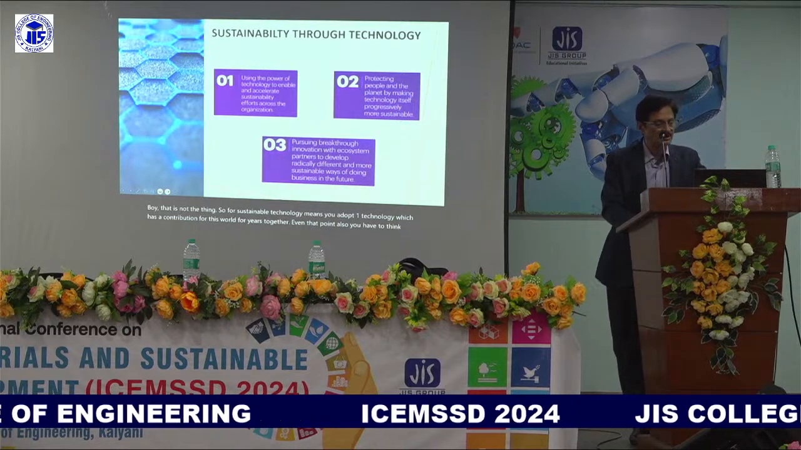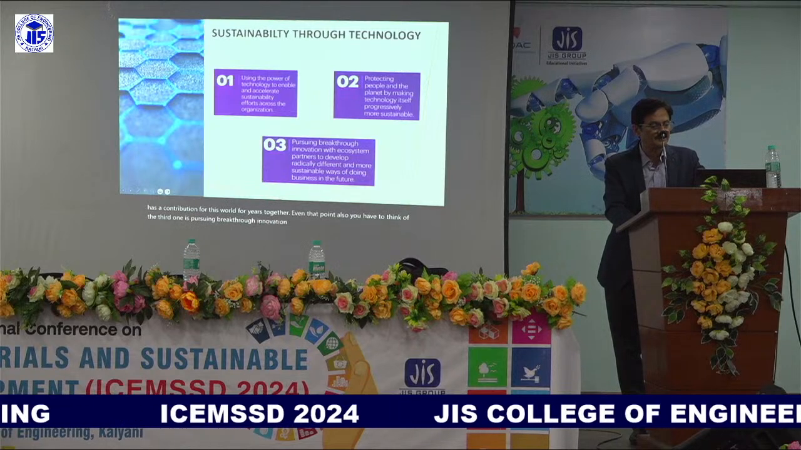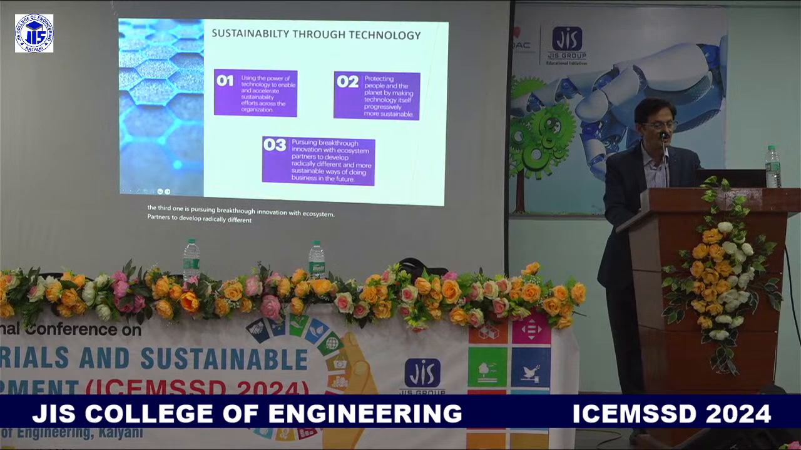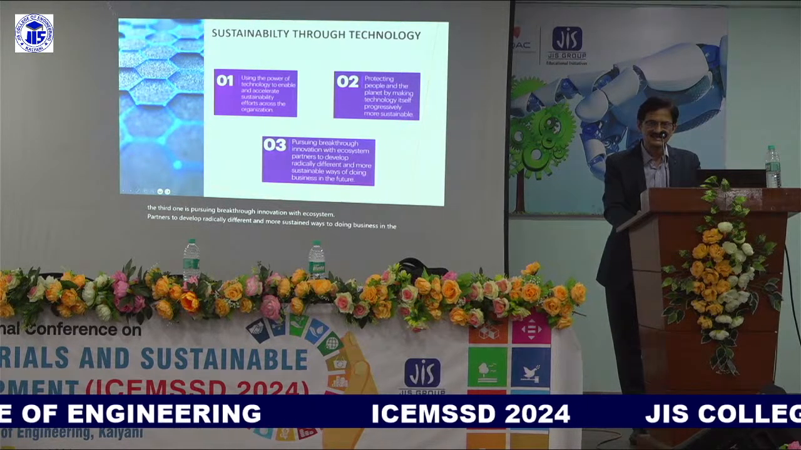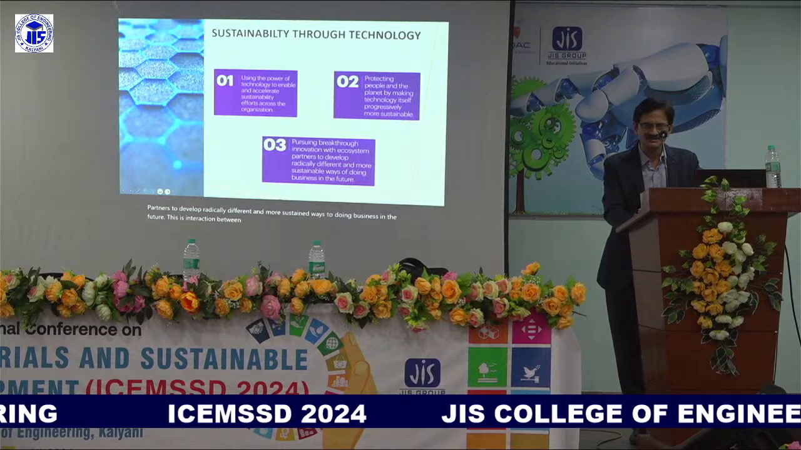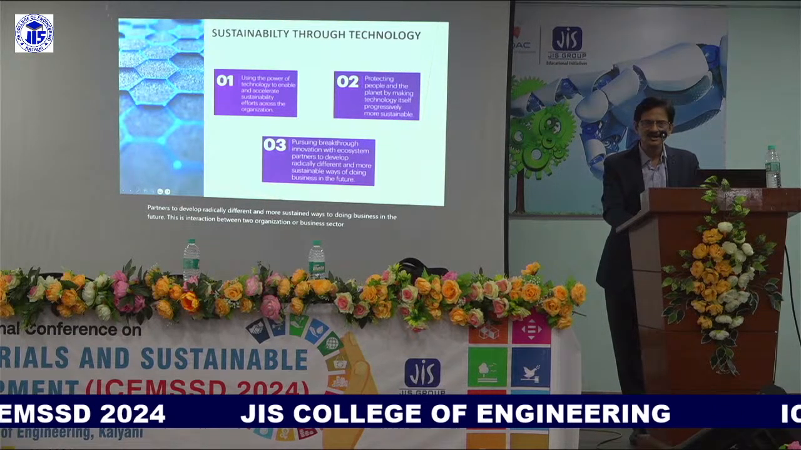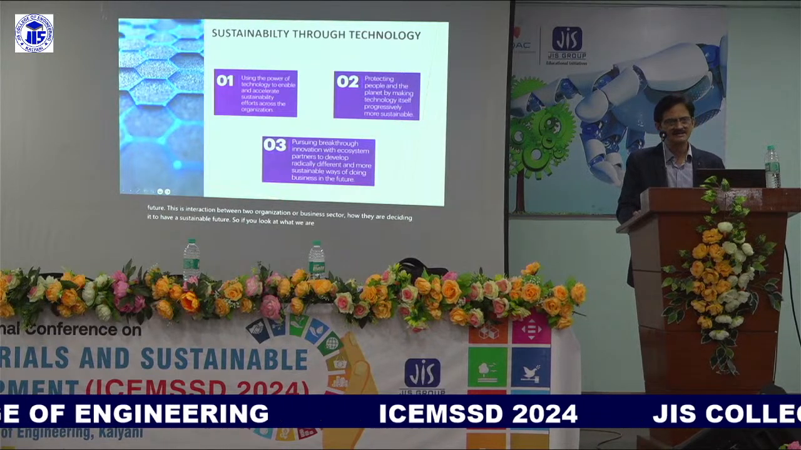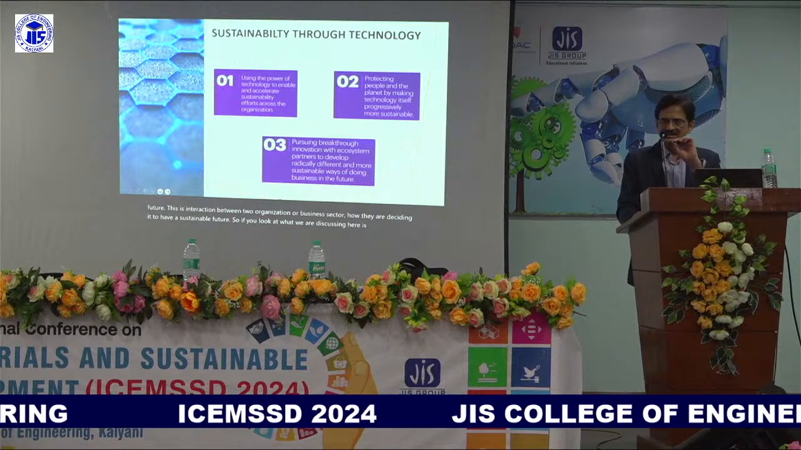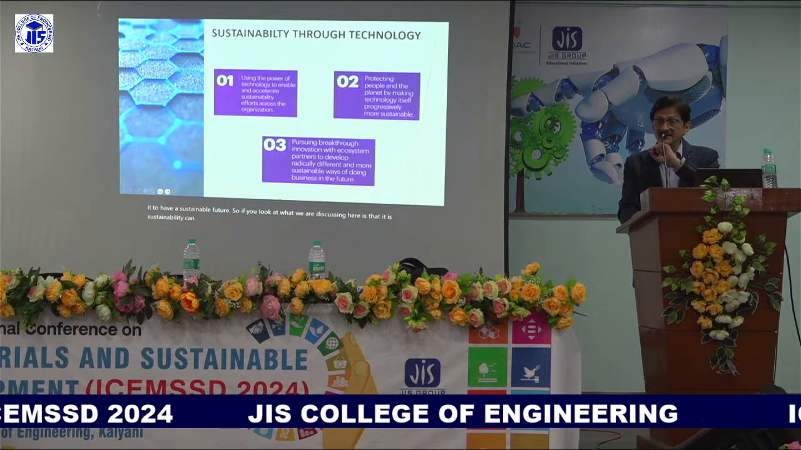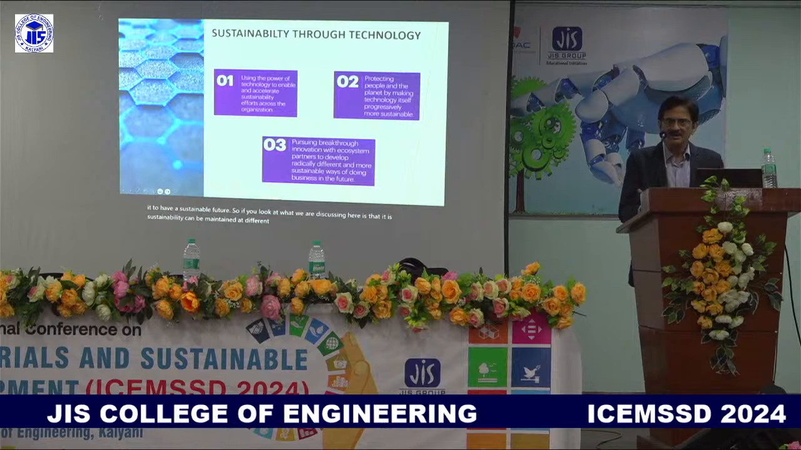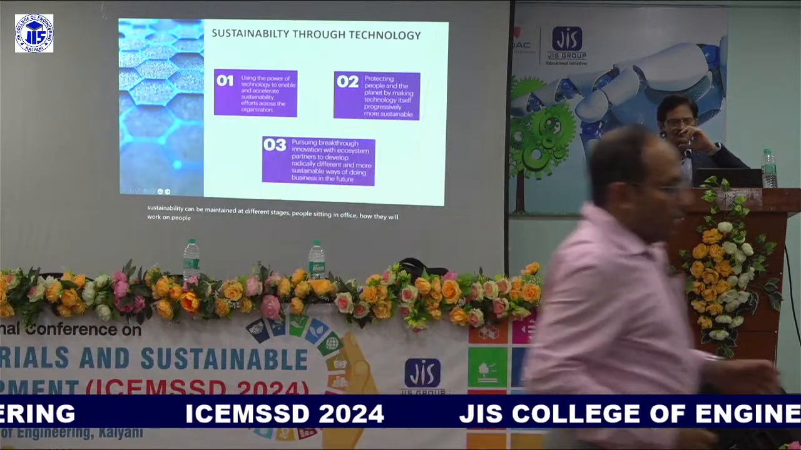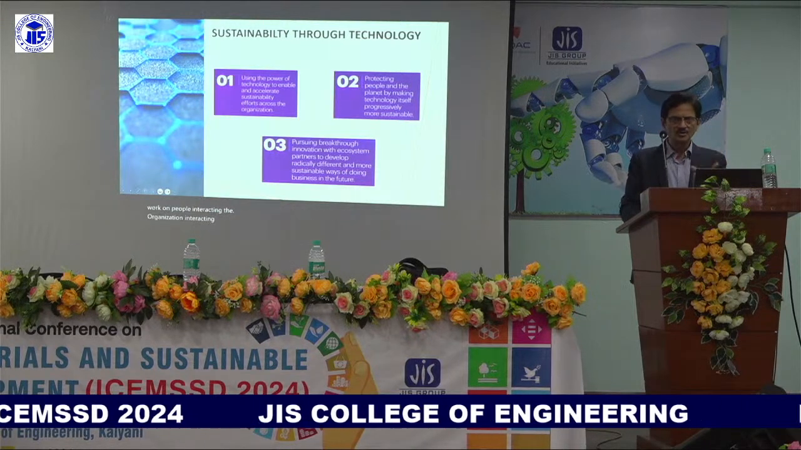The third one is pursuing breakthrough innovation with ecosystem partners to develop radically different and more sustainable ways of doing business in the future. This is interaction between two organizations or business sectors, how they are deciding to have a sustainable future. So what we are discussing here is that sustainability can be maintained at different stages: people sitting in the office, how they will work, and the organization interacting with another one, how do they have it?